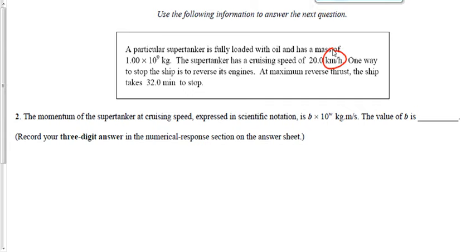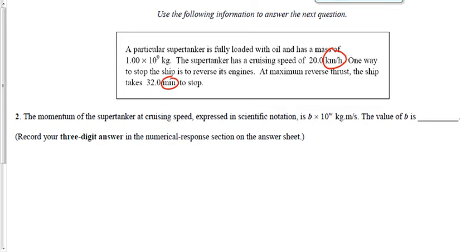Let's circle that in red. When we see something like that, let's circle it in red. It doesn't mean we're not going to make the mistake of forgetting to convert it, but it reduces the chance. If we draw attention to it, it reduces our chances of messing up on that. We still might, but we're less likely to. One way to stop the ship is to reverse its engines. At maximum reverse thrust, the ship takes 32 minutes to stop.